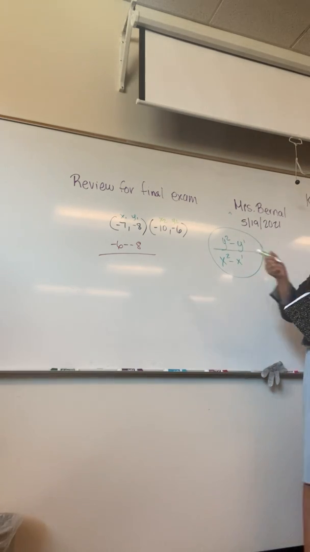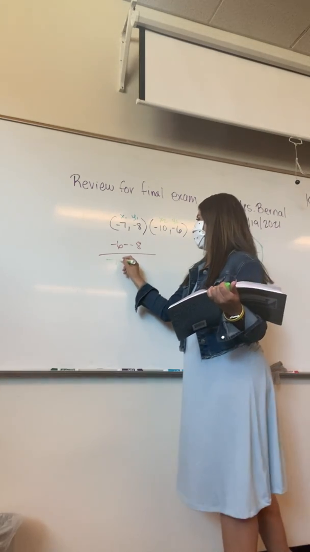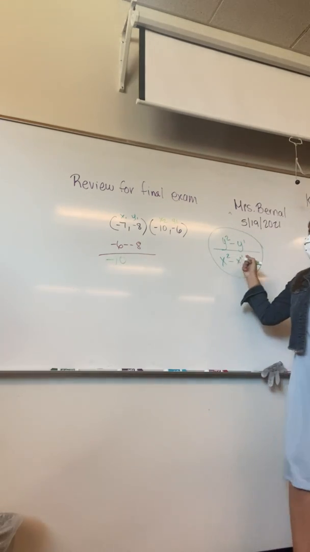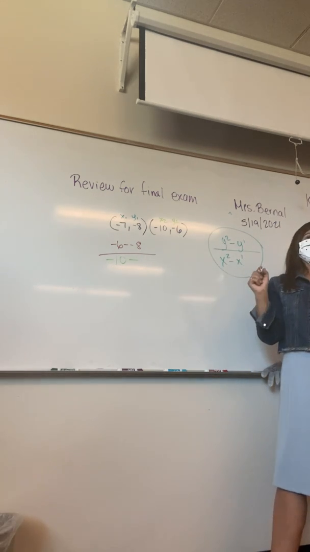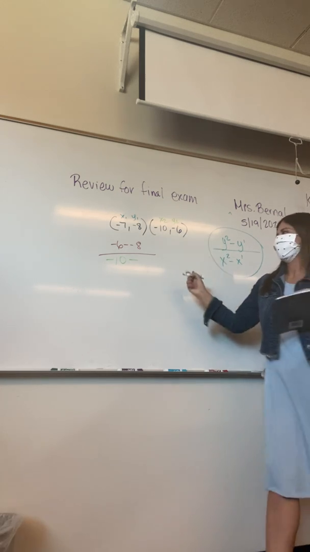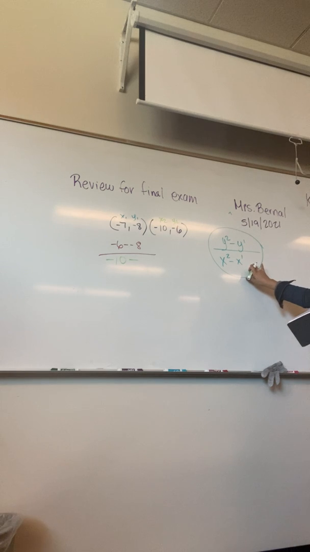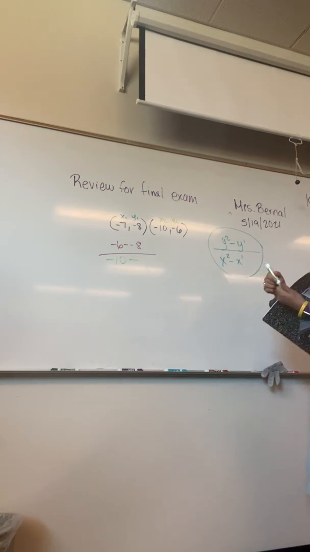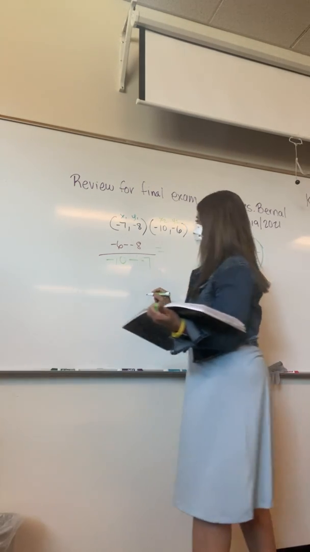Which one is our x2? Which number? -10, so we put -10. We still follow the formula, which is negative. And then, which one is our x1? -7. So we put -7.